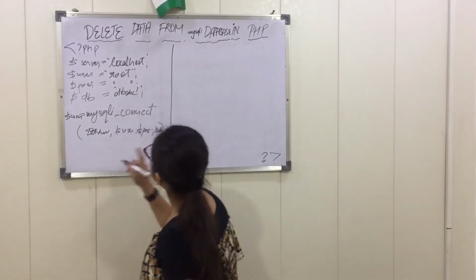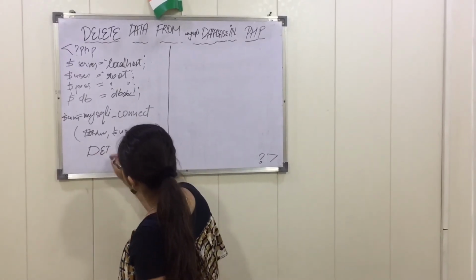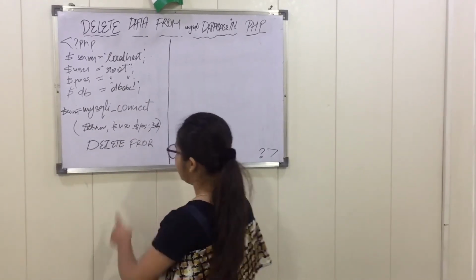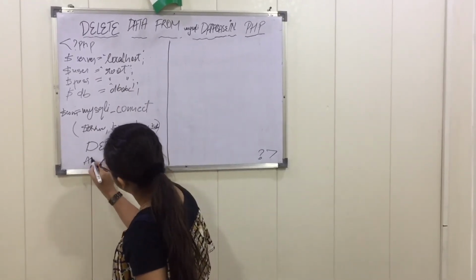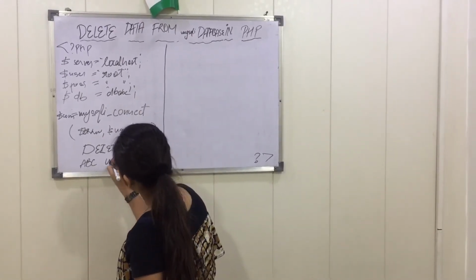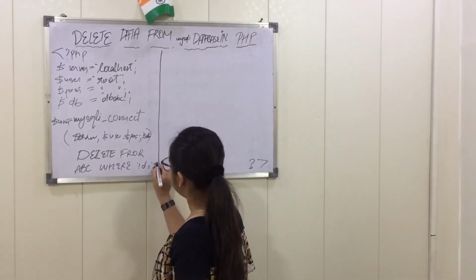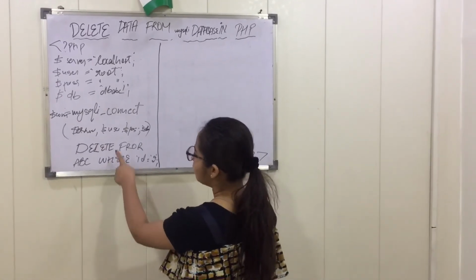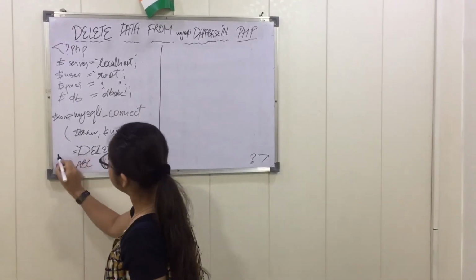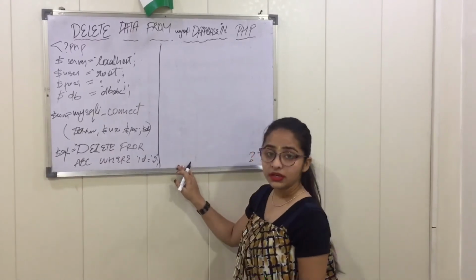After that, I want to delete my data, that is we will use delete from the table name. My table name is ABC. After that, where the ID, the value of ID I want to delete, that is 2 and then semicolon. So now we'll put this into a variable. My variable name is $sql, and now we'll perform the if statement.